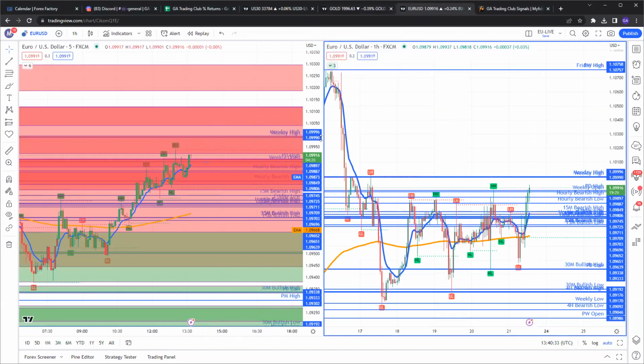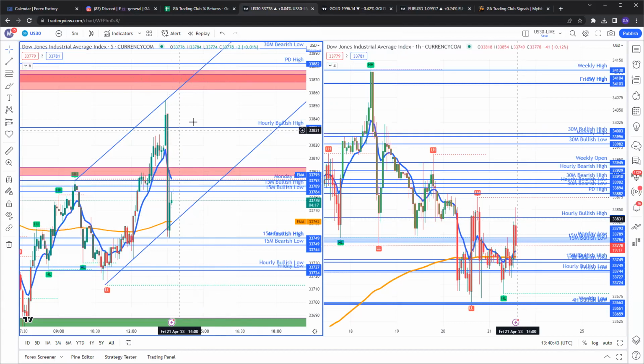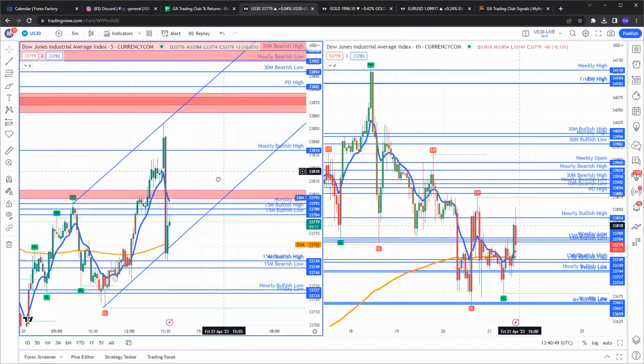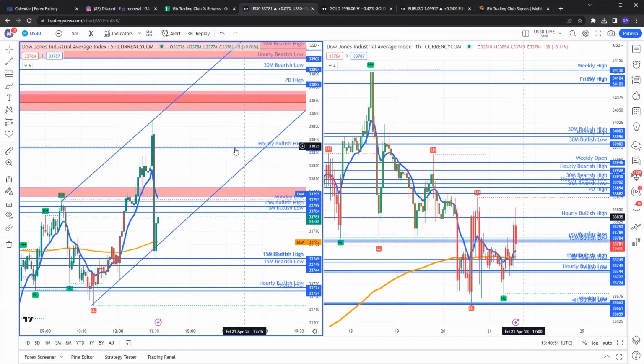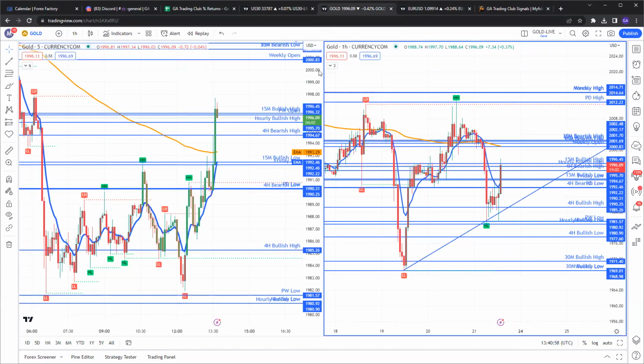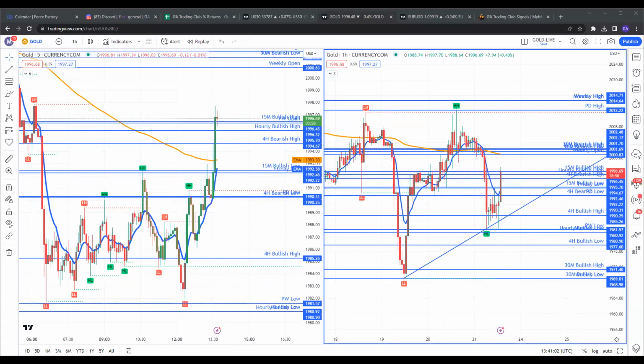But keep in mind, EU for me is a sell, but I would rather sell around the 1.10 area. So for US30, we need these trend lines to be established as static trend lines. For now, they're just hanging trend lines. We have an hourly bullish high, hourly bullish low here. Yeah, I really don't see anything. So gold is possibly the only thing that I can see here.